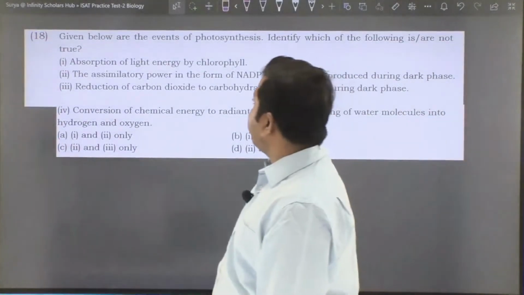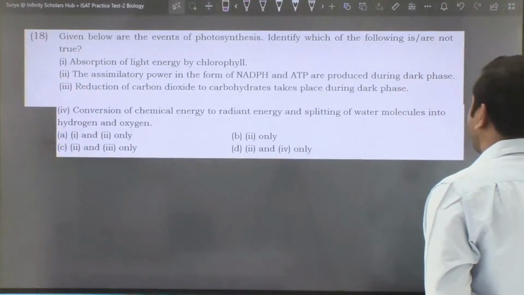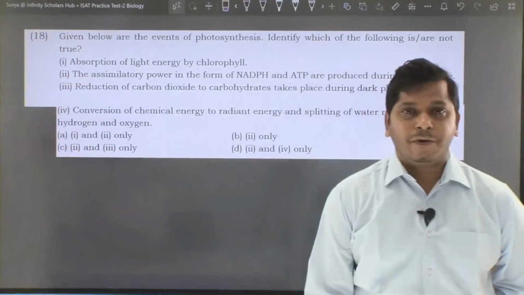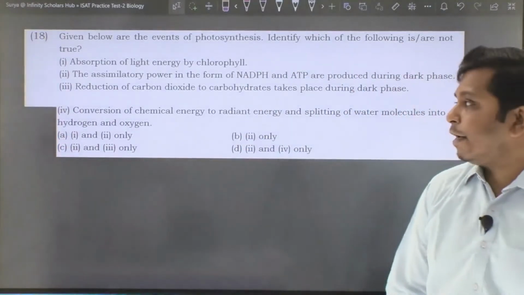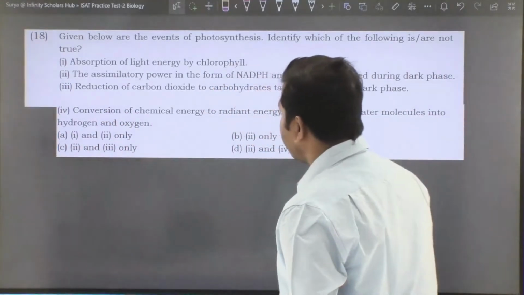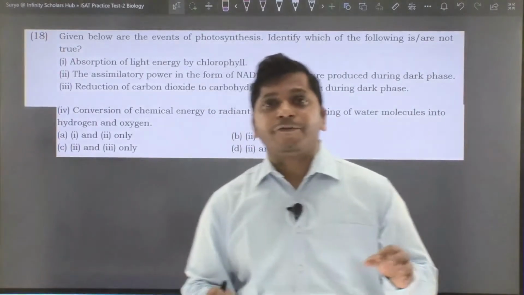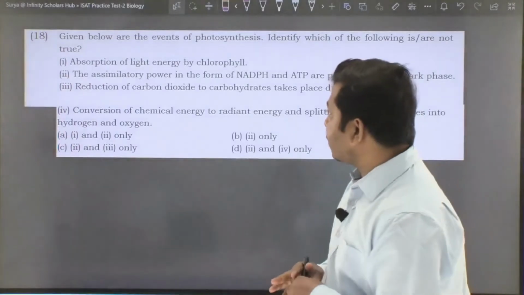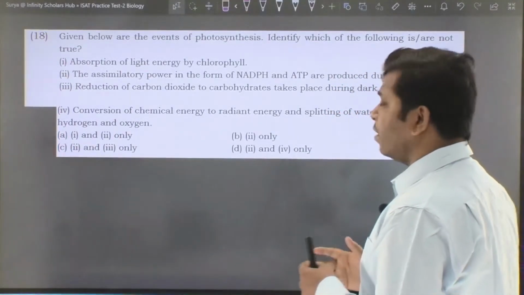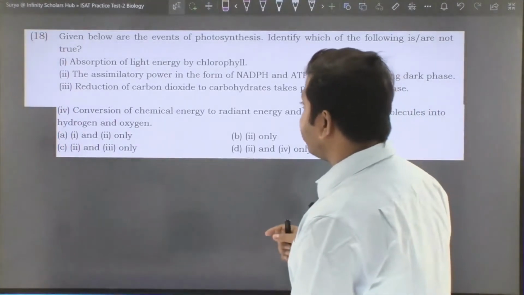Given below are the events of photosynthesis. Identify which of the following is or are not true. It is saying not true, so we have to find the incorrect options from the 4 options given here. There are different facts about photosynthesis written, and we have to find out the incorrect ones. Absorption of light energy by chlorophyll. Yes, chlorophyll absorbs the light energy, so this is a correct option, but we have to find the incorrect options.